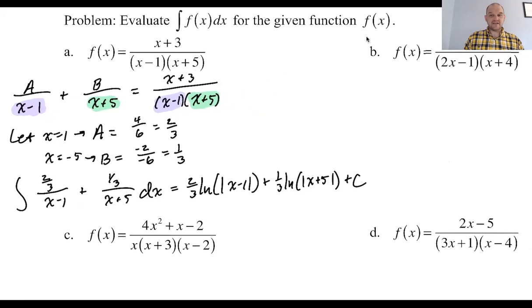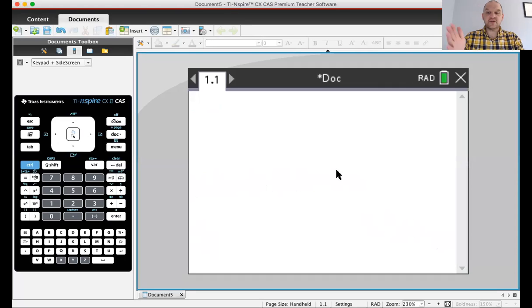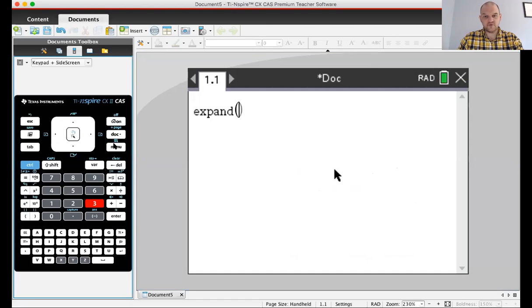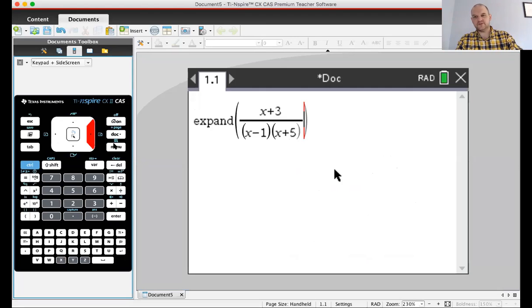So should we check it? You can always check them on the calculator. There's two things that you should know about the calculators. Let me share a calculator screen with you. The first thing is that your calculator can do partial fractions, but it does them in a weird way. So it's going to use expand. So menu 3 is expand, and then (x plus 3) over (x minus 1)(x plus 5). You don't need to give it an argument or anything.